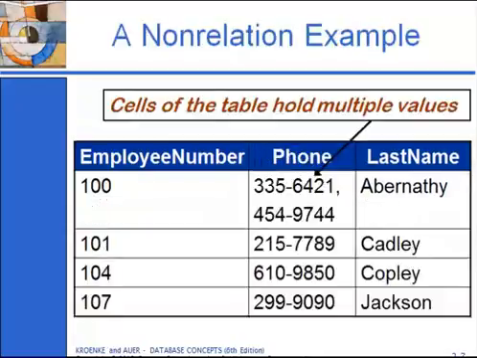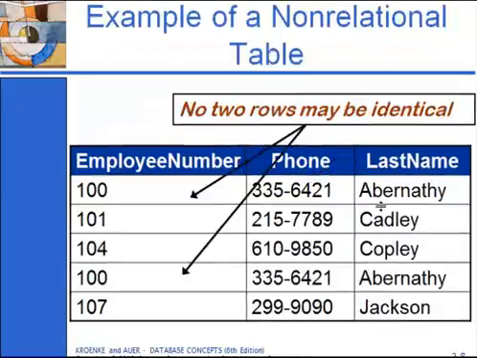Now let's take a look at an example that's not a relation. This table violates the characteristic that all cells may only contain one single value. Here we have 2 phone numbers listed in one single cell. Here's another example of a table that's not a relation. This table has 2 rows that are exactly the same. One for Abernathy here and one for Abernathy here.